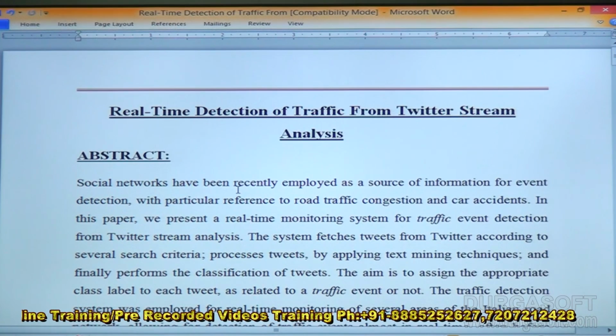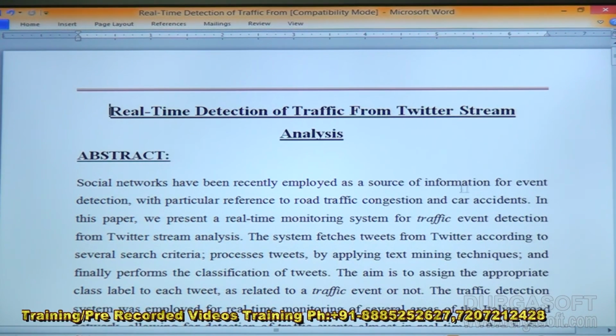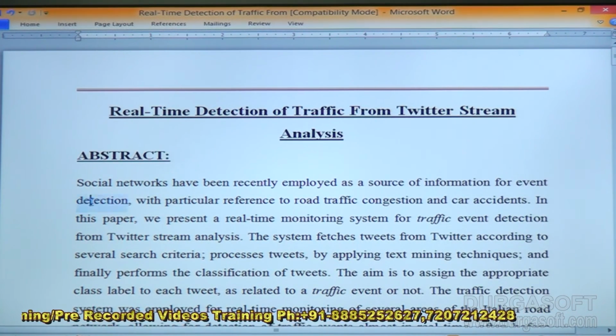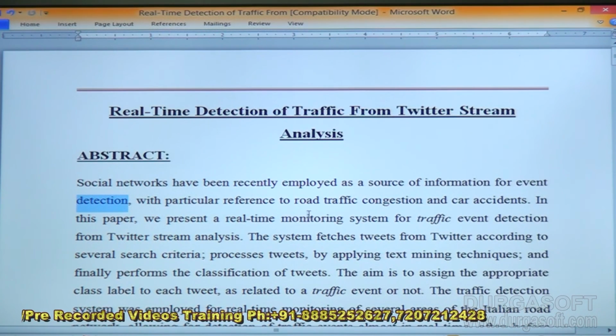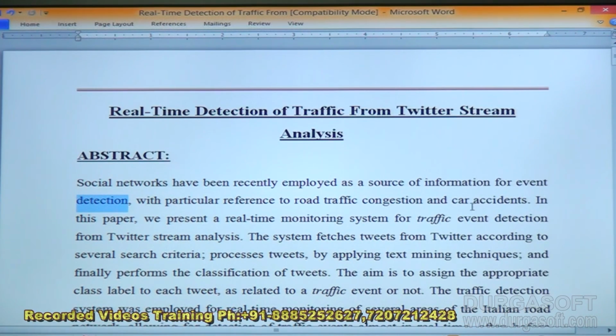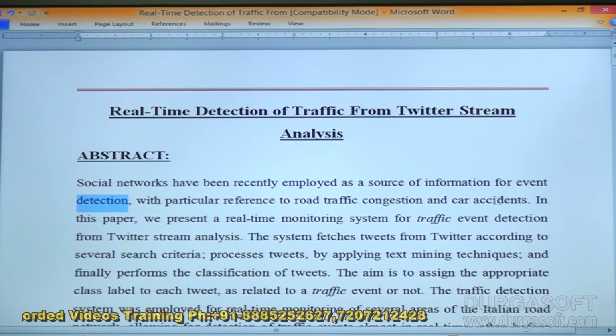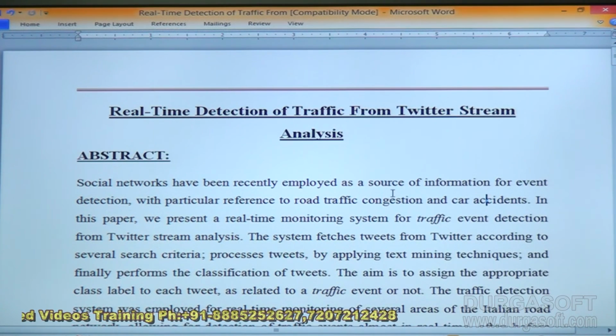Social networks have recently been employed as a source of information for event detection, with particular reference to road traffic congestion or car accidents. If people want to share or get more information about this kind of event, most of them share it on social networks. So in this paper we are presenting a real-time monitoring system for traffic event detection from Twitter stream analysis.